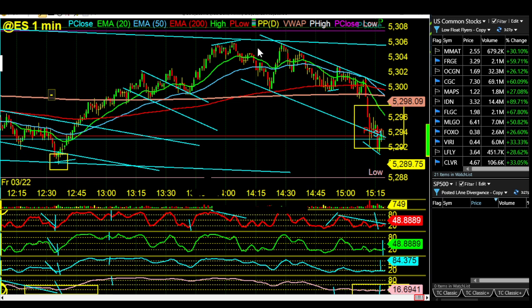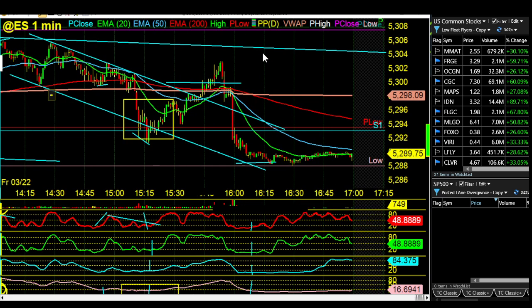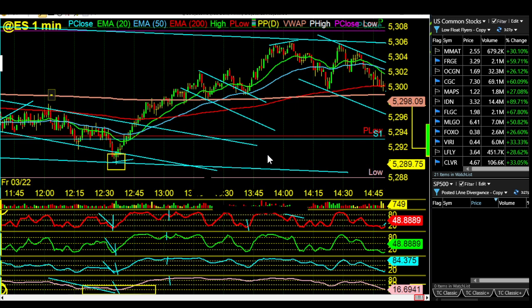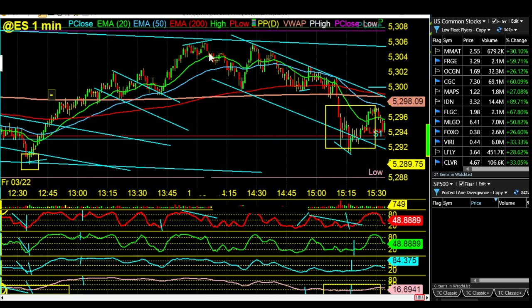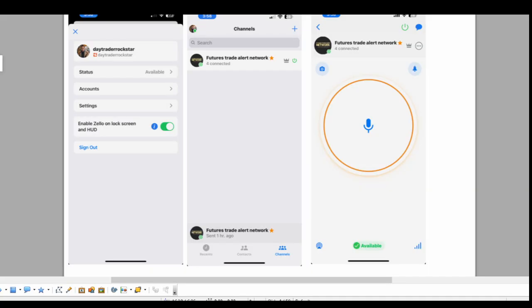This one from 5306 ended up all the way down. If you went all the way down to 5289, I mean, that could have qualified a lot of people just on that one trade. I think I have it here. Let me show you what the Zello alerts sound like. All right, so again, it's an app that goes on your phone. I click on my button. When I have an alert, it gets disseminated to all your phones.